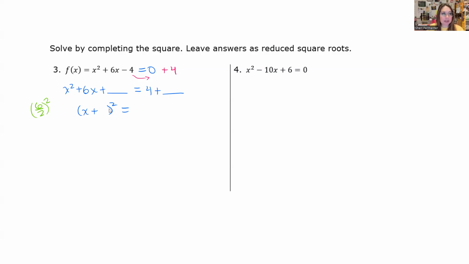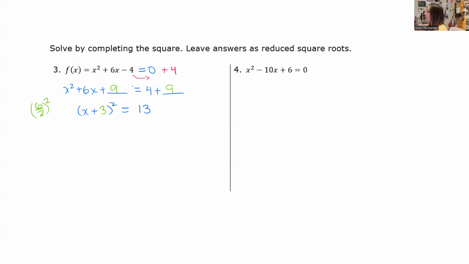What's in parentheses stays in parentheses. So I put 3. And then I work my way up. So what is 3 squared? 9. And I add that to both sides. Plus 9, plus 9. What is 4 plus 9? 13.